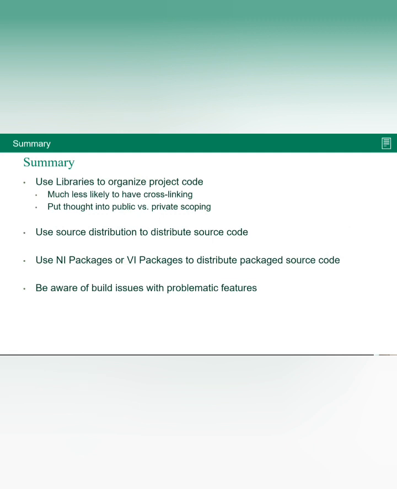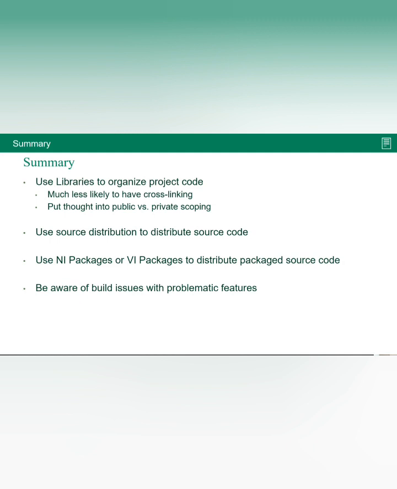So to summarize, when you're organizing your project, to avoid issues with cross-linking and breaking people's code, you should really consider using libraries if you don't already. And when you do use libraries, make sure to, for every VI in that library, decide if it makes sense for it to be public or private. You're saving yourself time down the road for when people call your public VIs that you never intended to be public in the first place and their code starts breaking.